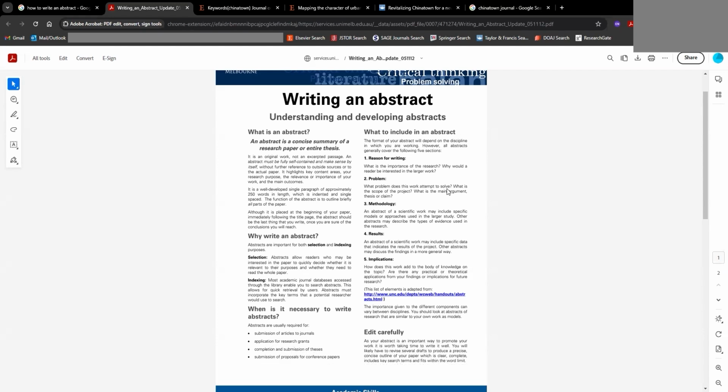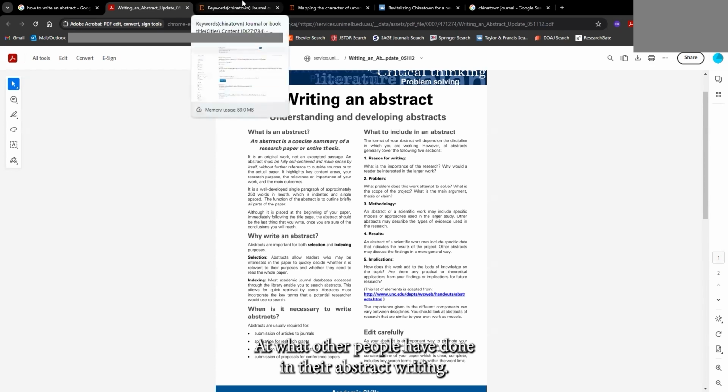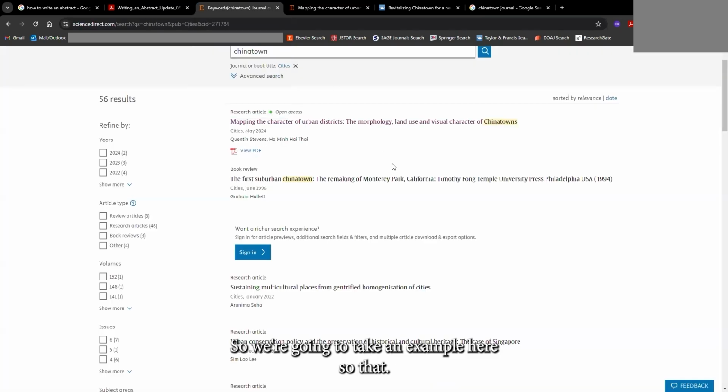Now, there are a couple of things that we can do. Saying that you just write this whole sentence is fairly easy, but how do we get started with writing an abstract, and how do we actually look for resources on how to write one? What I usually do, which I recommend to everyone, once you remember the key 5 elements, is to start by looking at what other people have done in their abstract writing. So we're going to take an example here.